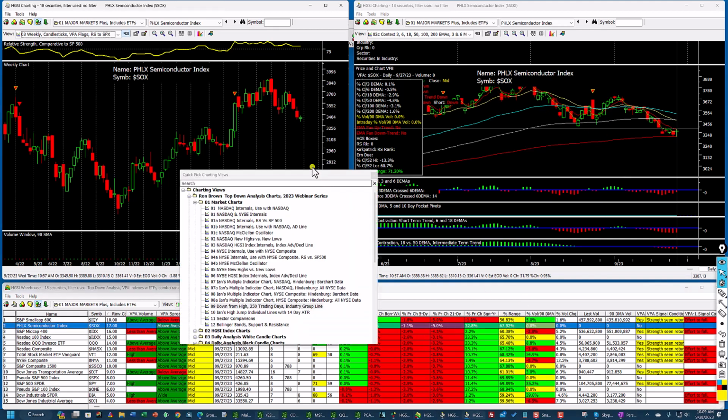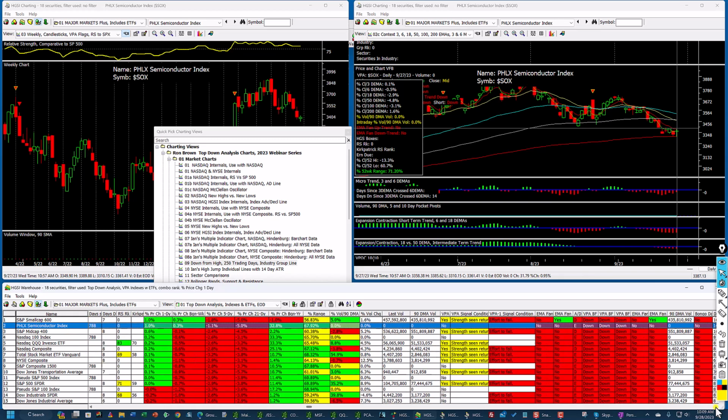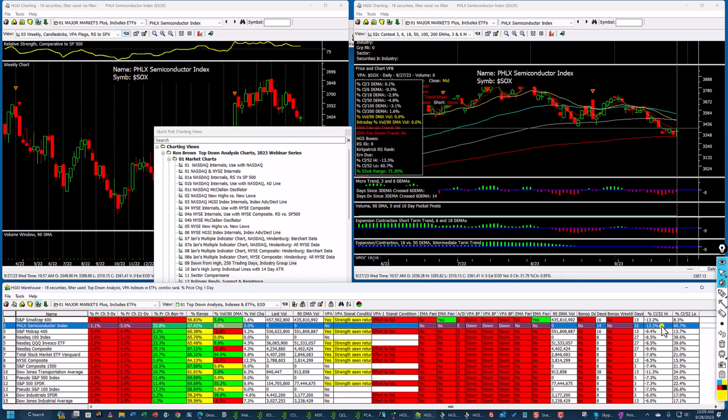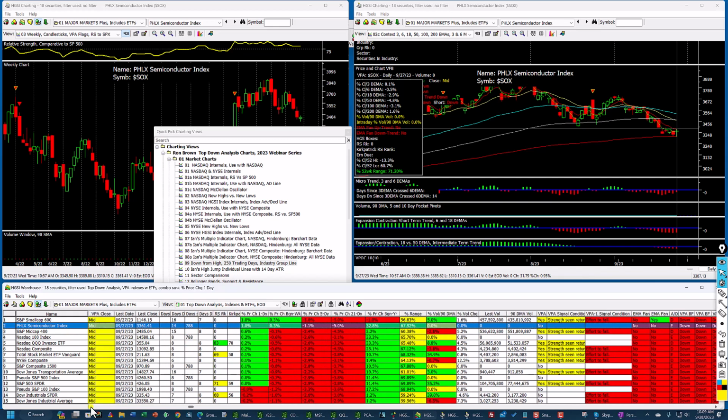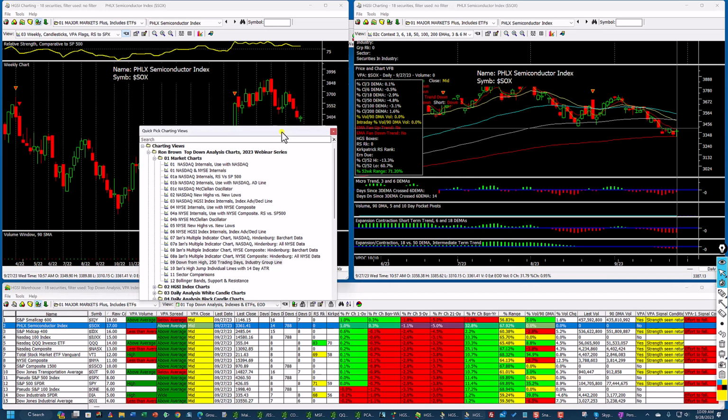Now, if I want to know how far down this is, there's a couple of ways I can do this. I can scroll all the way over to the right with this warehouse view, and it tells me it's down 13.3% from its 52-week high. So that's quite a bit, but it's still, since the beginning of the year, up 32.8%.